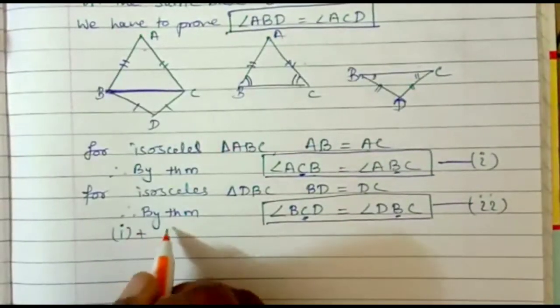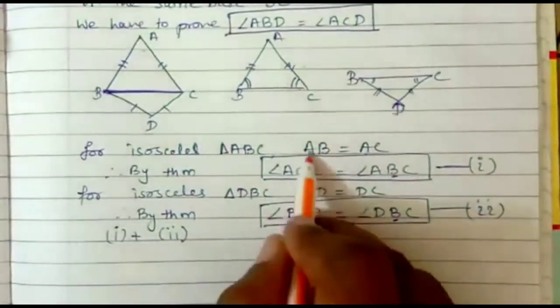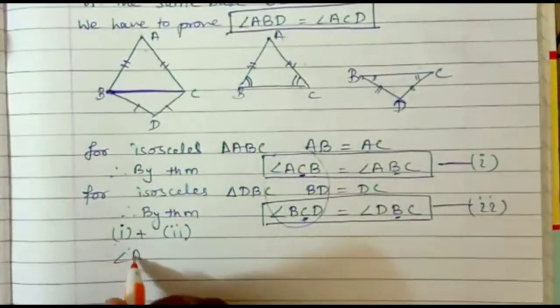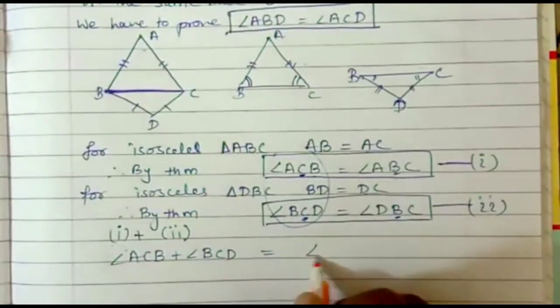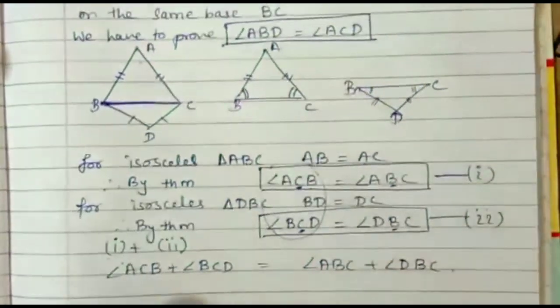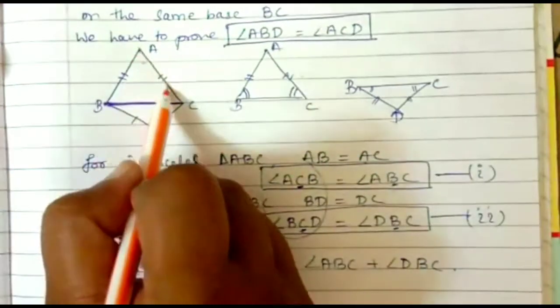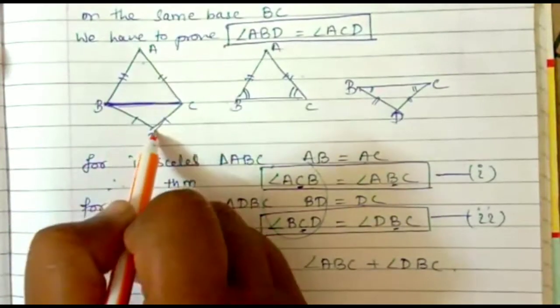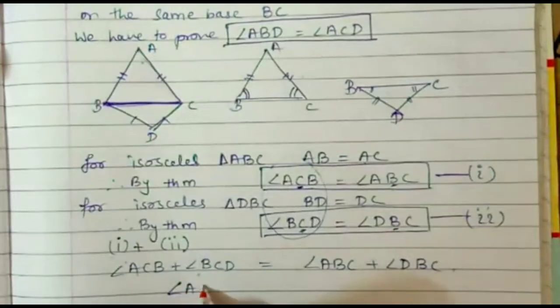On adding result number 1 and 2, if you add both the results, you will be getting on the left hand side angle ACB plus angle BCD. Similarly on the right hand side angle ABC plus angle DBC. Now when you see in the figure, what is ACB plus BCD? Does it make full angle ACD? Yes. So this is angle ACD.